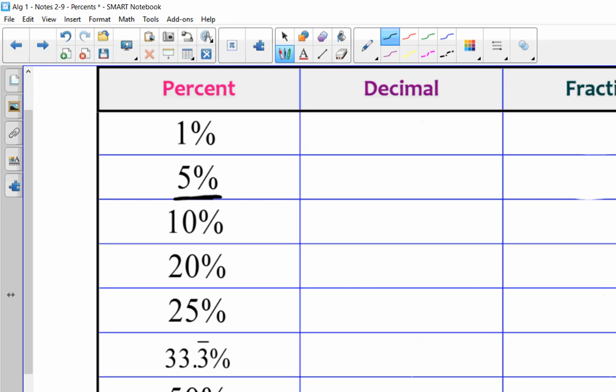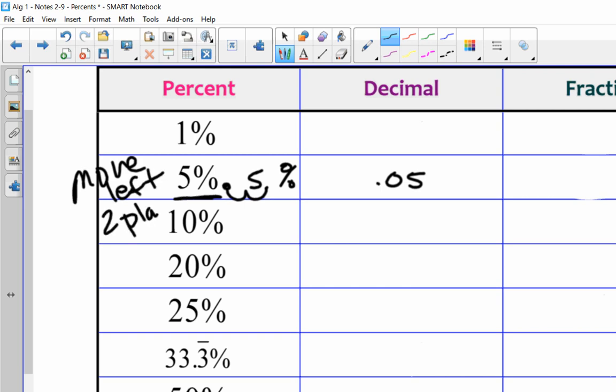To change it to a decimal, this 5% really has a decimal right here. We just don't write it. But to change it to a decimal, I move this point twice to the left. Okay, so that becomes now 0.05. And the percentage sign goes away because I've changed it into a different kind of number, all right? So we want to move left 2 places to change a percent into a decimal, okay?